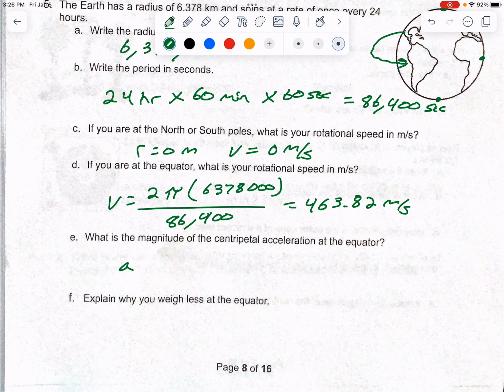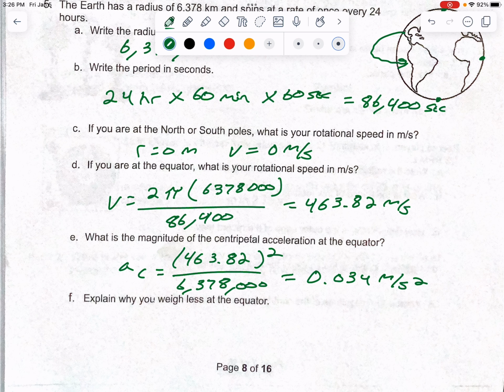Now, E, what is the magnitude of centripetal acceleration at the equator? So that means AC equals V squared over R. So 463.82 squared over your radius, which is 6,378,000. That's going to give you the acceleration of 0.034 meters per second squared.